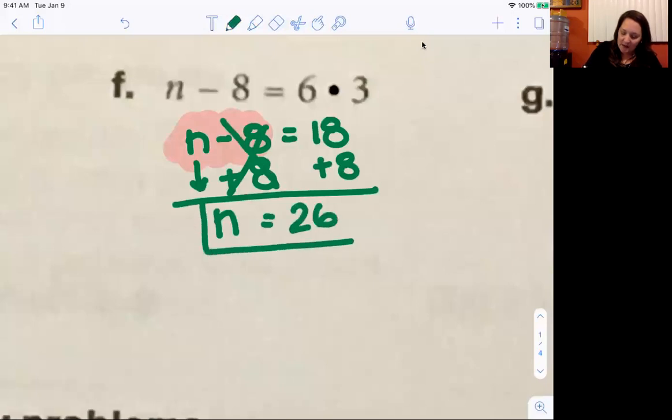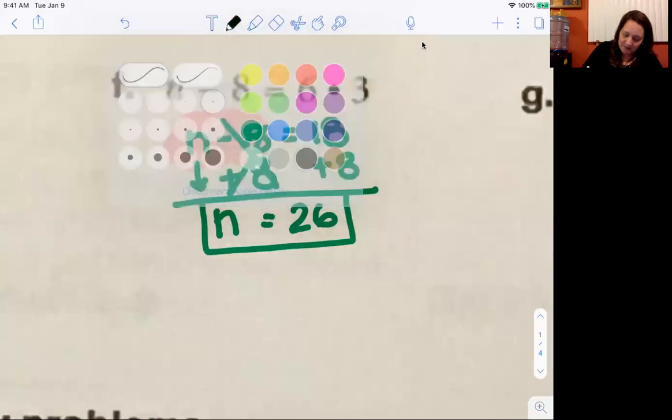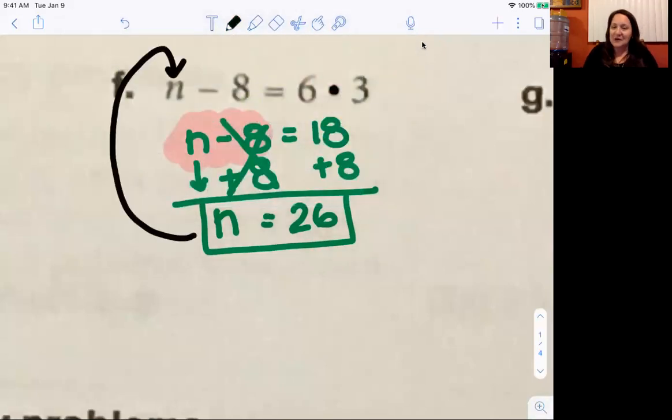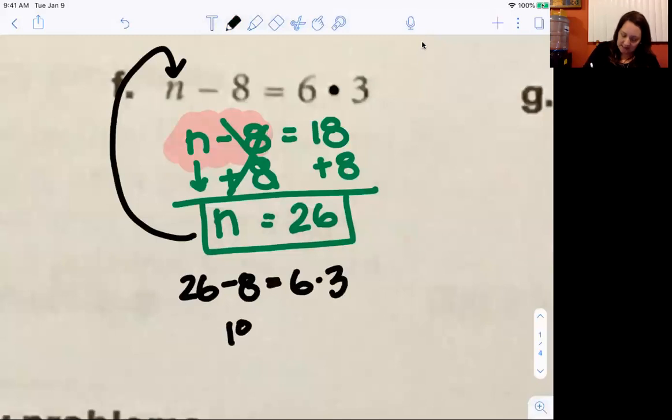26. Now I know I'm not done, because I'm going to check. I'm going to plug 26 into here. 26 minus 8 equals 6 times 3. Well, 26 minus 8 is 18, and 6 times 3 is also 18, so we're good. It is n equals 26.